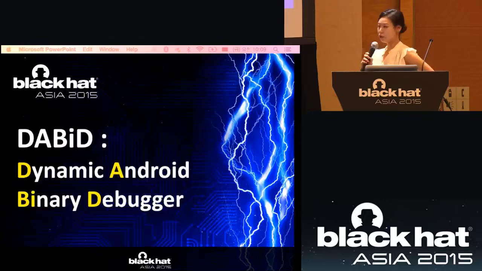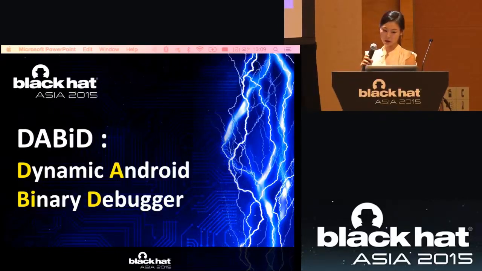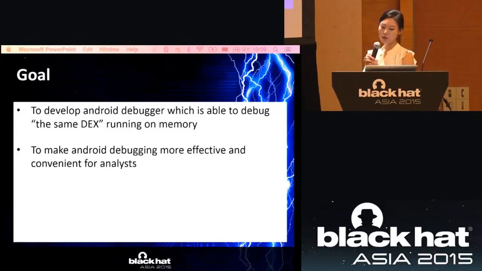So now let me introduce our work, DABiD, Dynamic Android Binary Debugger. The goal of our project is to develop an Android debugger which is able to debug the same DEX running in memory. Also, there are some bothersome presetting jobs, and some things that should be advanced in debugging. So we aimed at making Android debugging more effective and convenient for analysts.